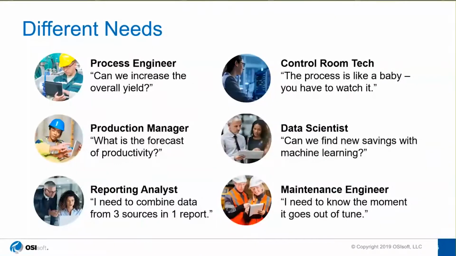As an example, let's say your organization has a process engineer, production manager, reporting analyst, right? We see data scientists now, another big role that's coming out in the past 5 to 10 years that we haven't seen before. And control room techs, engineers, but they're all asking different things. Now, the process engineer could be asking, can we increase the overall yield? Our production managers are asking, what's the forecast of productivity? And again, the data scientist is asking, can we find new savings with machine learning? Right? So how can we implement tools that can benefit all these different personas?